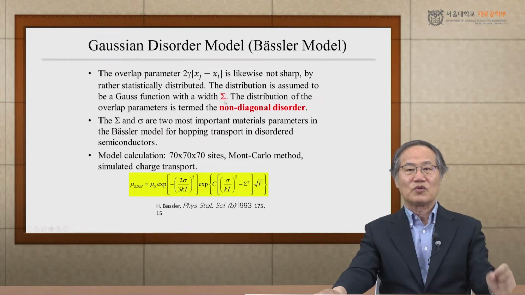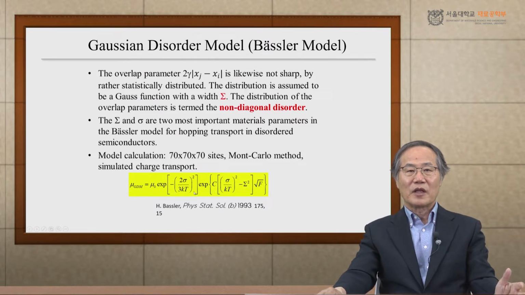So there are two distributions here, both Gaussian, with a large sigma and a small sigma. He applied these two Gaussian distributions and applied the Monte Carlo method to this molecular system to find this equation. Quite simple, and there are two parameters here, the energy distribution and the positional distribution.